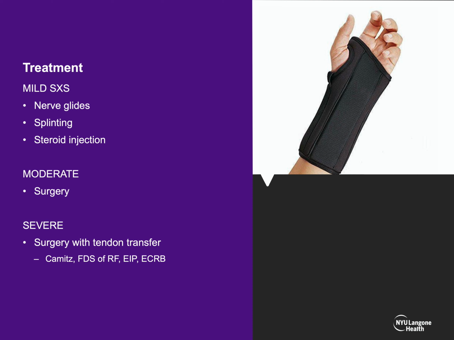Tendon transfers are very helpful. I doubt that they'll ask you the specific tendon transfers, but just remember there are a bunch. CAMTS is you take the palmaris longus, FDS of the ring finger, EIP, ECRB. It's debated. People have various reasons, but just remember that you have the tendon transfers that are an option.